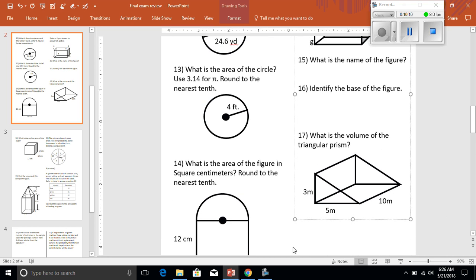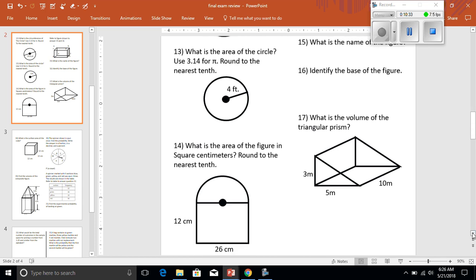What is the volume of this triangular prism? Well, remember the volume of a rectangular prism is base times height times width. And much like a triangle is half of a square, a triangular prism is half of a rectangular prism. And let's move on.